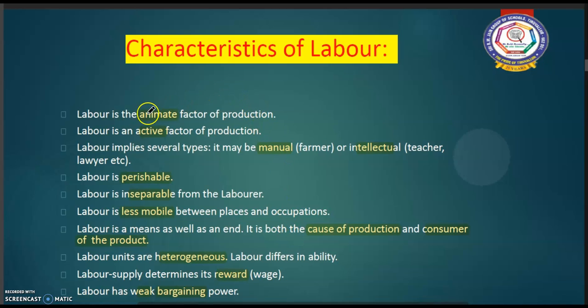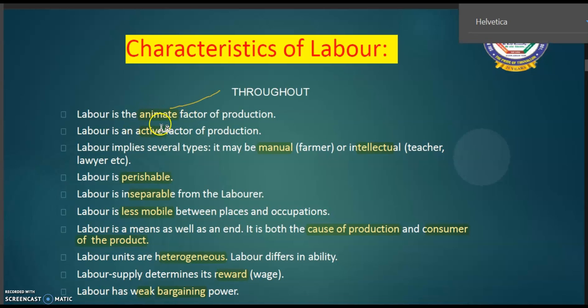Next, we are going to discuss the characteristics of labor. First, labor is the animate factor of production. Throughout the process of production, labor is essential and is an active factor also. Labor implies several types, manual or intellectual. In the previous slide also we discussed that. Labor is perishable. Labors may change. Labor is inseparable from the laborer. So we can't separate labor and laborer. Labor depends on the laborer and laborers depend on labor.